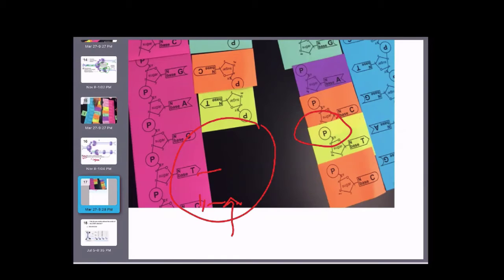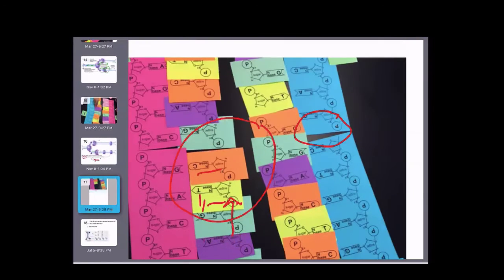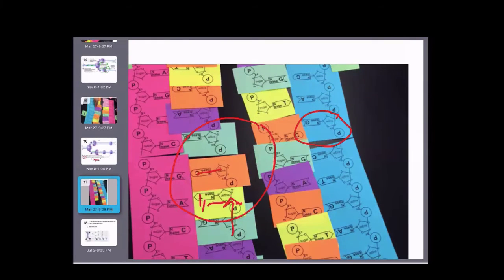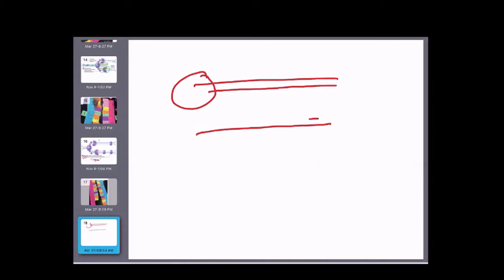So let me see if I can pull this picture all the way down to the other side. Oh, I don't have a picture of the other side, but it would have been the same situation on the other strand. So when we're making our new DNA strands, one of the strands will always be missing a few sequences on this side, and the other new strand will always be missing a few pieces on the other side.